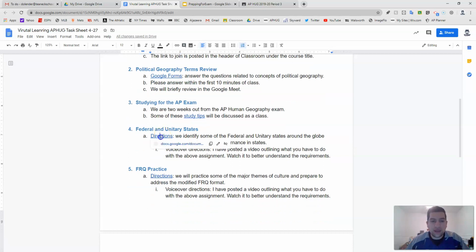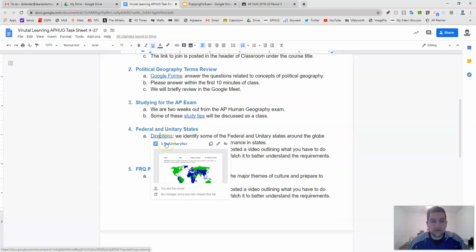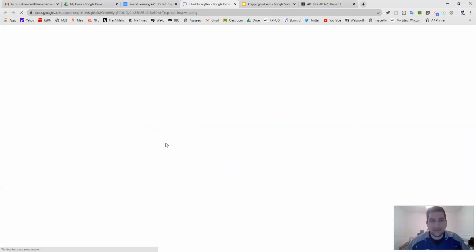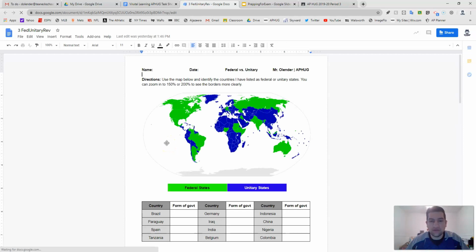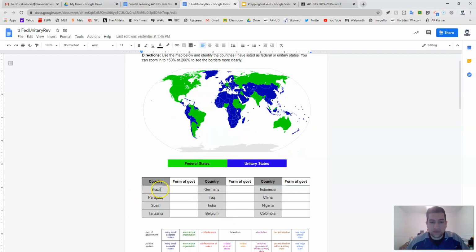Then we're going to dive in a little bit more to federal and unitary states. I think we sort of hit the definitions of these back when we were doing this unit, but we didn't really dive in the way that I would like to do it now. So this is pretty straightforward. Here's a map for you. You're going to identify the federal states and the unitary states that I've selected down here. So, for example, Brazil is right here. It's green. So it's a federal state. So we're just going to type in federal right here.